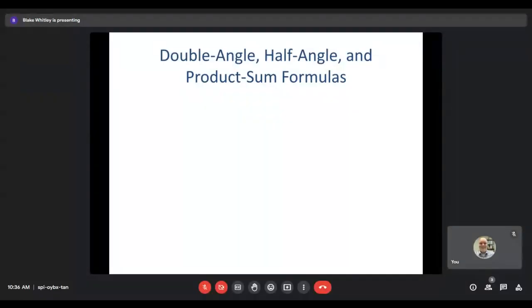Hello again. This is section 7.3, double angle, half angle, and product sum formulas. And so we're going to look at some more identities in this section, specifically dealing with how we take things that might involve double angles, half angles, and then at the end we'll look at what we call the product sum formulas, where we take a product, we convert it to a sum, or vice versa.